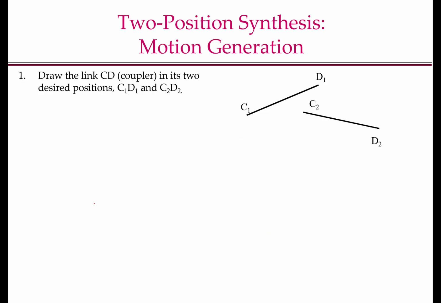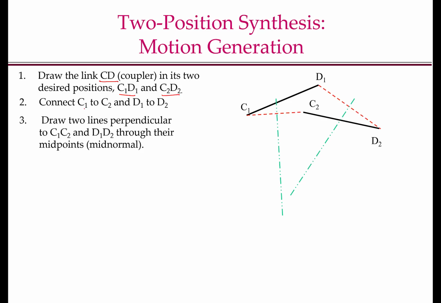The first step in graphical two-position synthesis is to draw the link CD or the coupler in its two positions C1, D1 and C2, D2. Recall that C1 and C2 are the positions of the same moving pivot at two different configurations of the coupler. Similarly, D1 and D2 are two positions of the moving pivot at the two different configurations. So we'll first connect C1 to C2 and D1 to D2, which are shown by the red lines here.